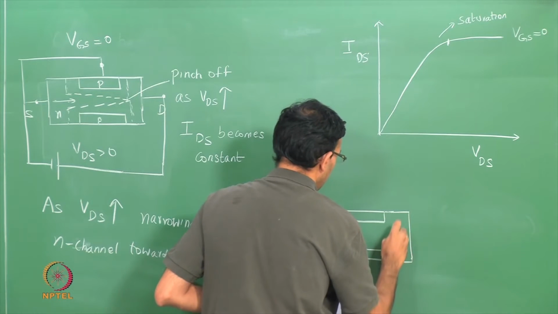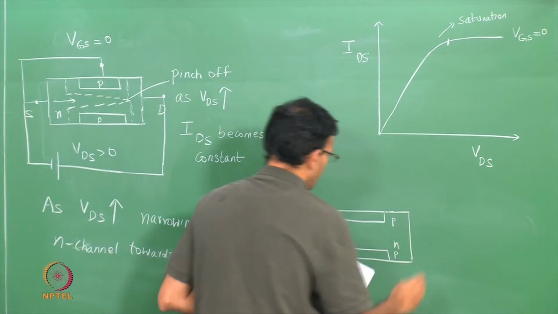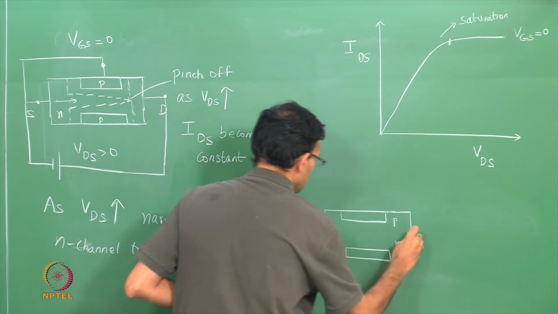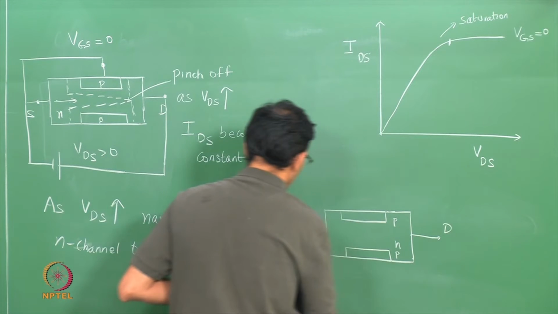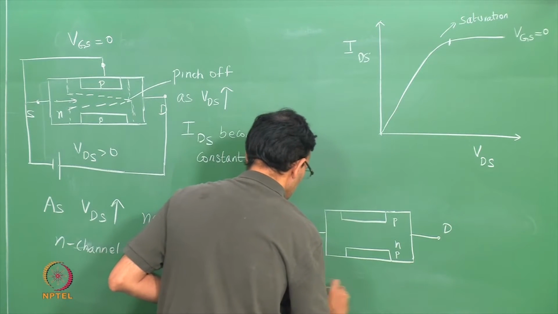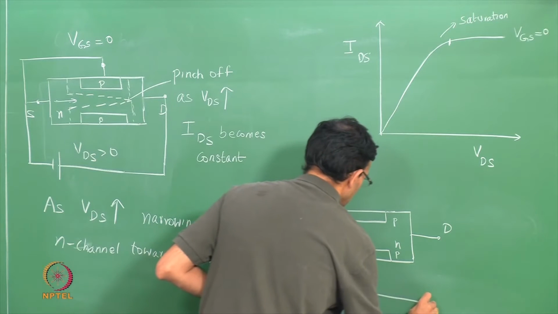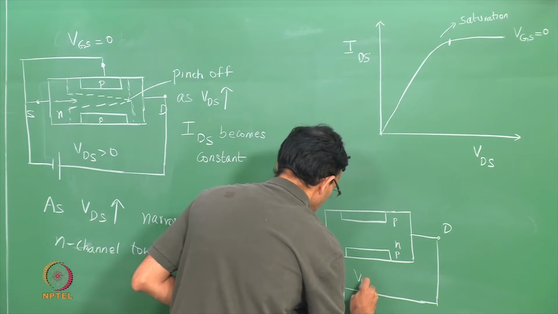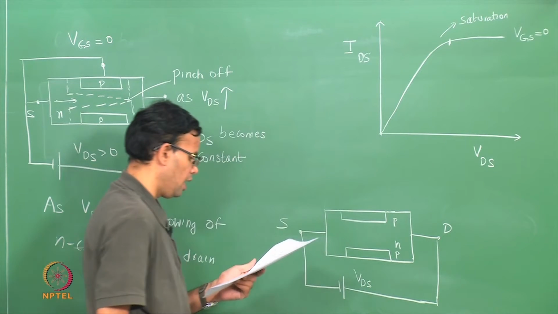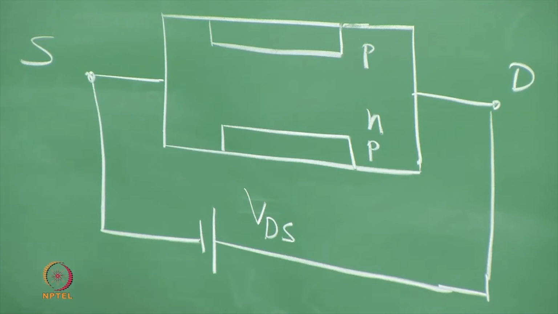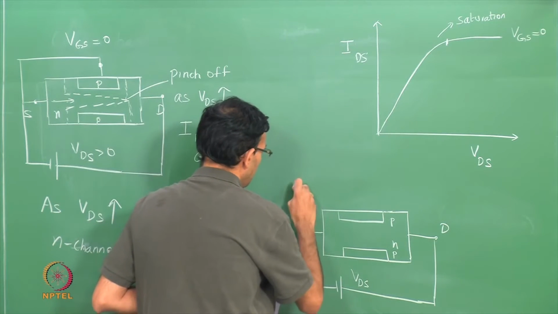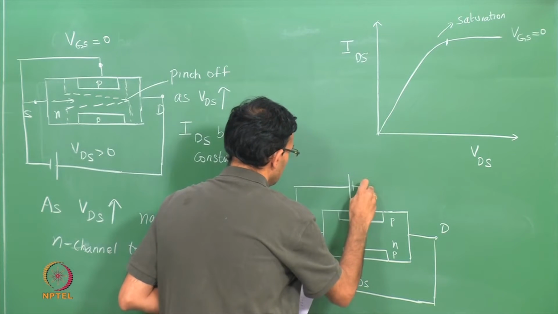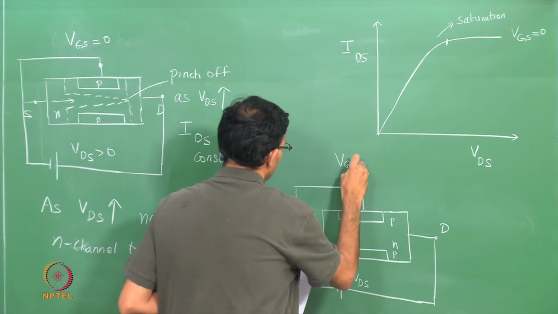So, again I have my N region, I have my 2 P regions, that is my drain, that is the source, and the drain is positively biased with respect to the source. And now I am going to bias the gate negative with respect to the source, VGS.